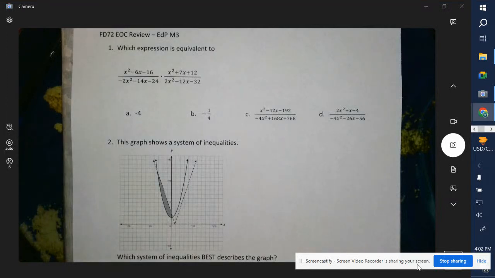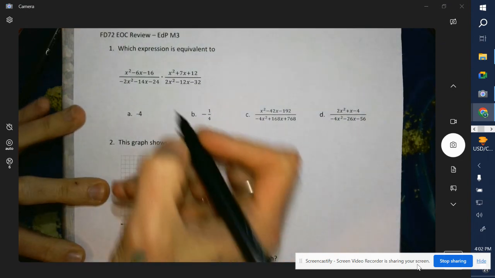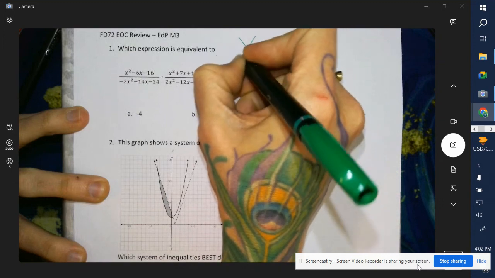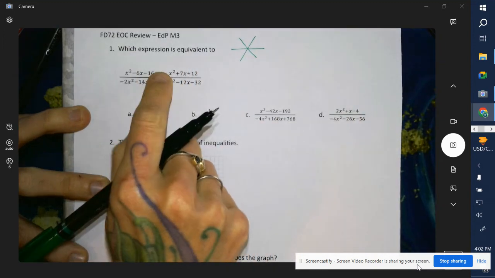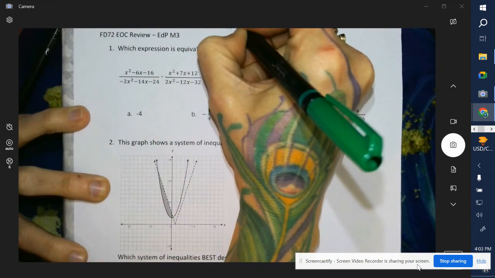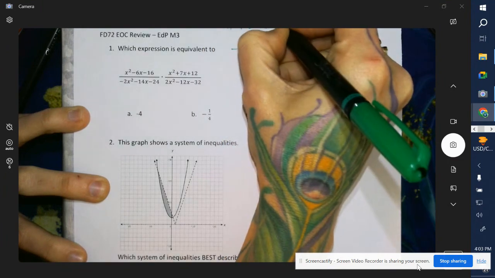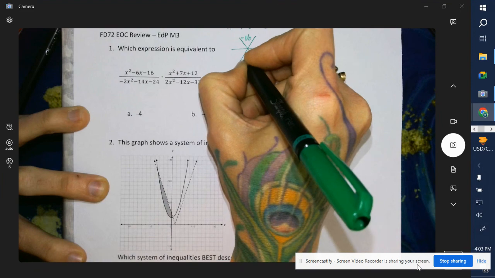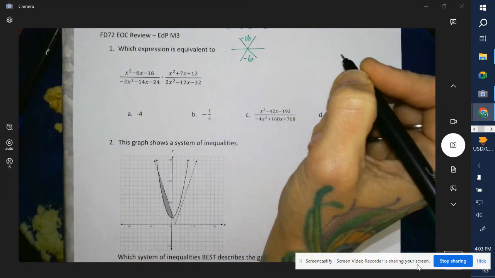EOC review questions. All right, so we have a rational. This is a multiplication. So as soon as you see rationals, we're going to always think about factoring, especially trinomials. So we're going to take our trinomial. We're going to take a times c. So in this case, a is 1, b is a negative 6, c is a negative 16. So a times c goes on the top. That's negative 16. B, negative 6 goes in the bottom.